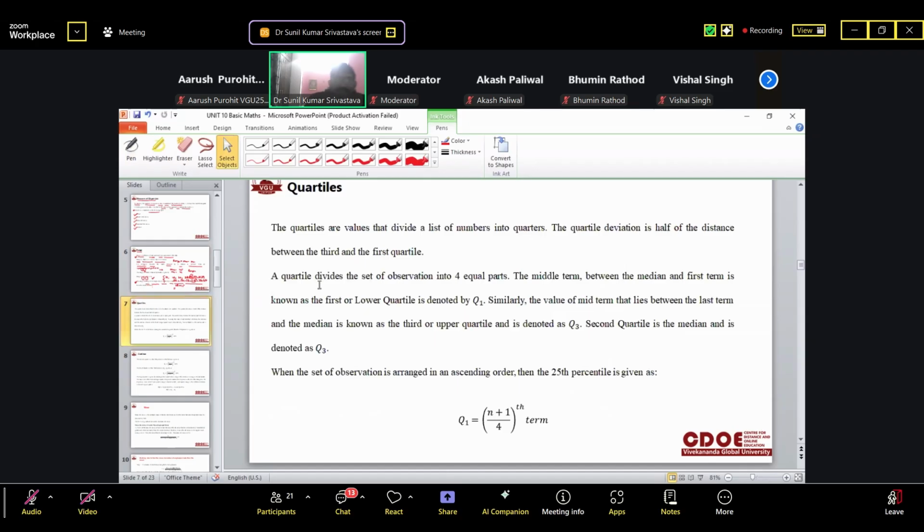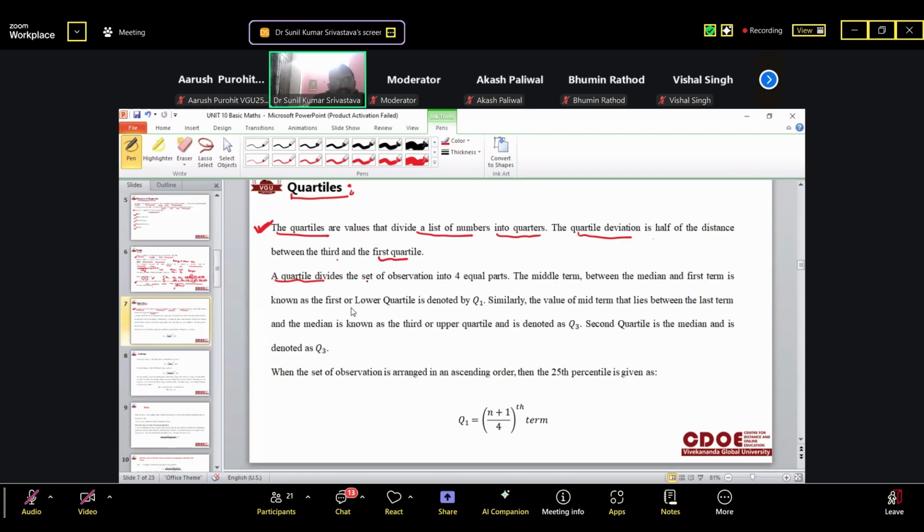Now moving further, we have to know the meaning of quartile. The second terminology here is the quartile. What is the meaning of quartiles? Quartiles are values that divide a list of numbers into quarters. The quartile deviation is half the distance between the third and the first quartile.